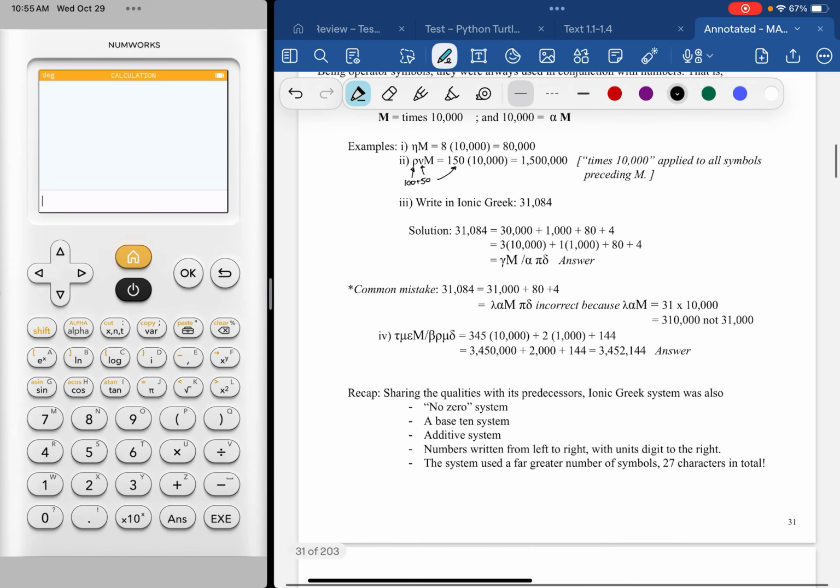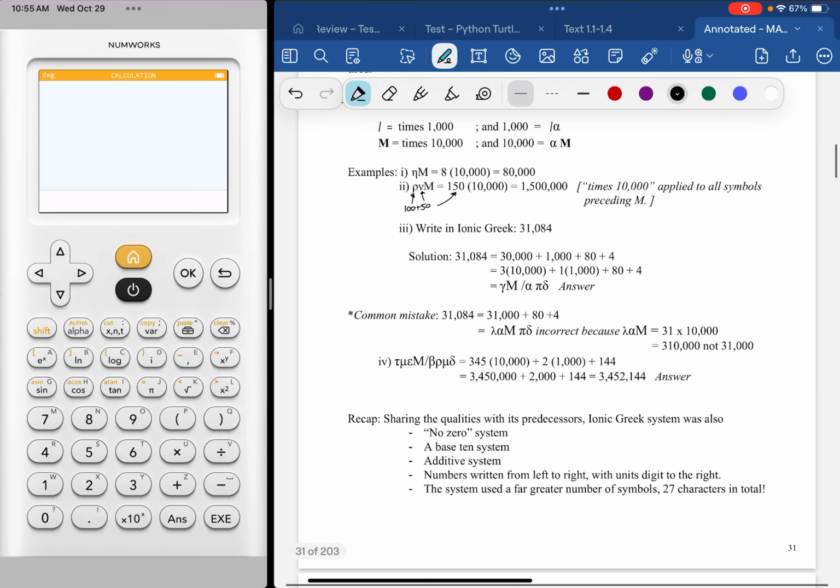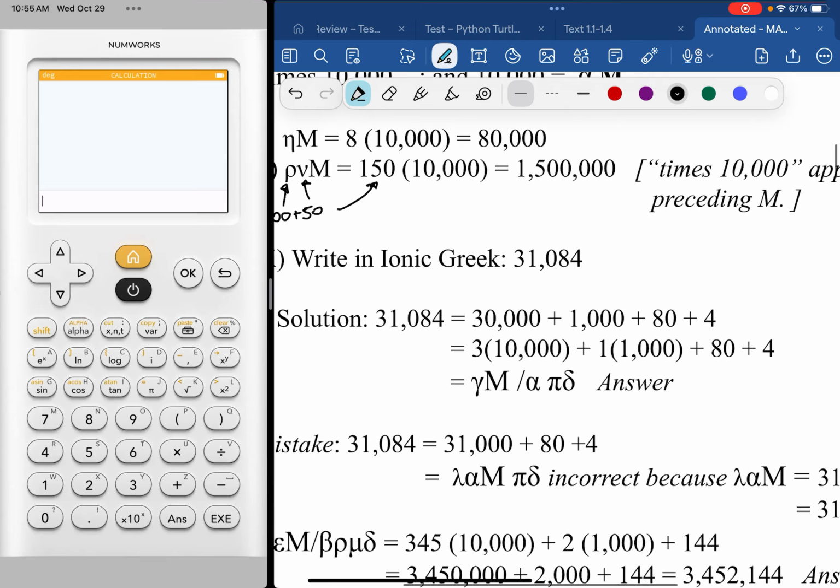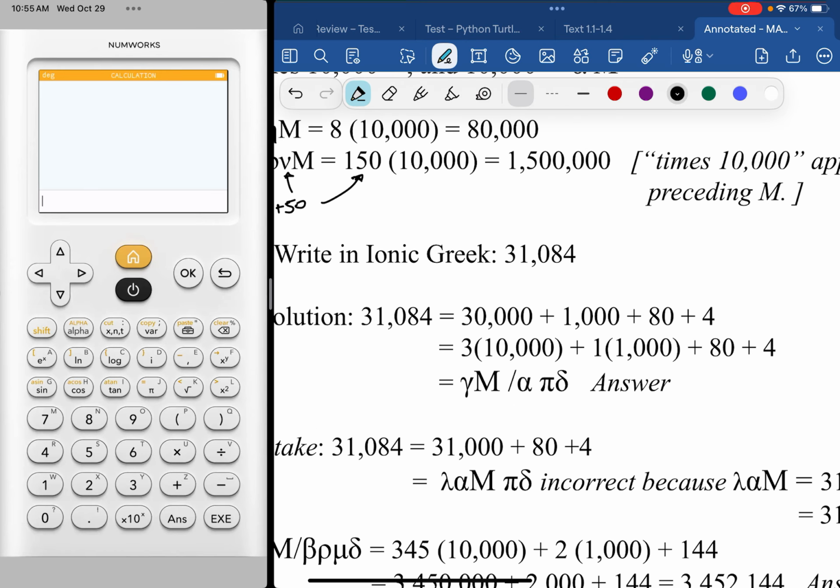And so going the other way shouldn't be as bad, because if we can break it up into products of thousands and 10,000s, then we can do a lot here. It's again already written here. The 30,000. So we got 30,000. I got a 1,000. Then I have an 80 and a 4.